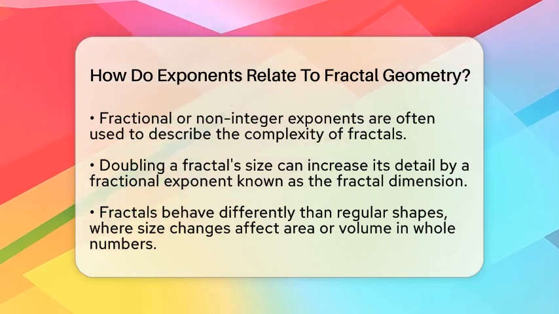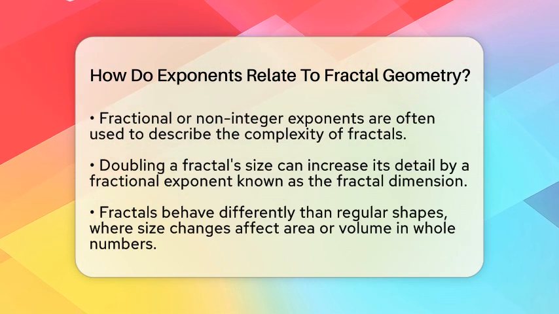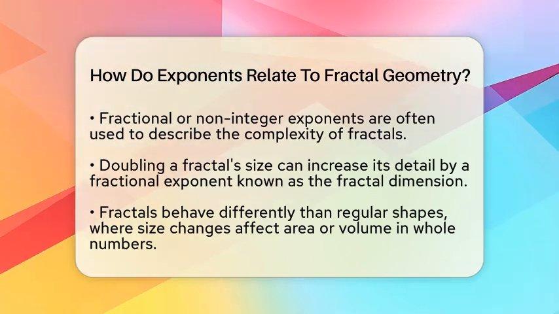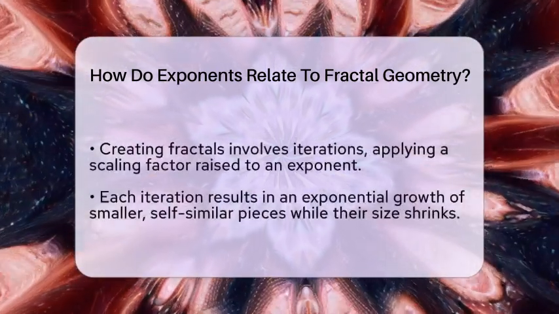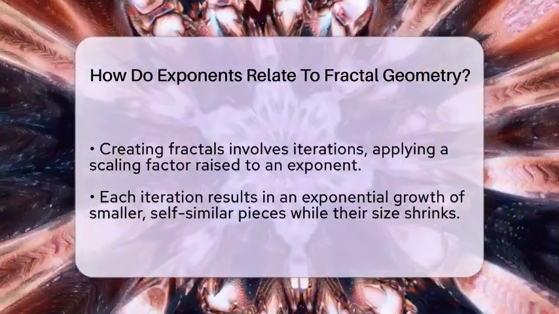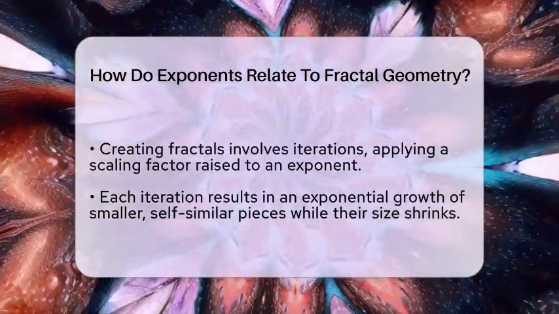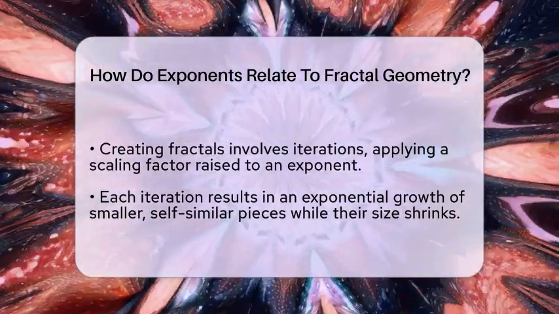When we create fractals, we often do this in steps or iterations. Each time we repeat the process, we apply a scaling factor that is raised to an exponent. This means that the number of smaller, self-similar pieces grows exponentially with each step. At the same time, the size of each piece shrinks exponentially. This relationship between scaling and iteration is a key feature of fractals.